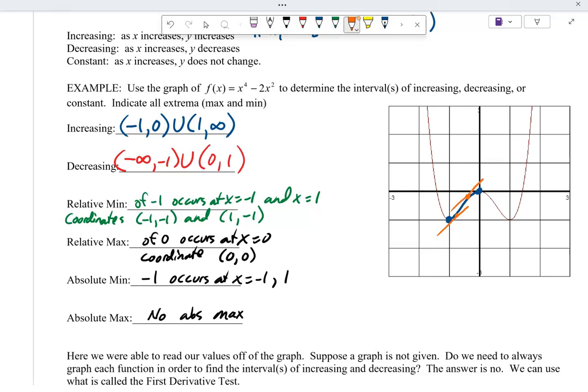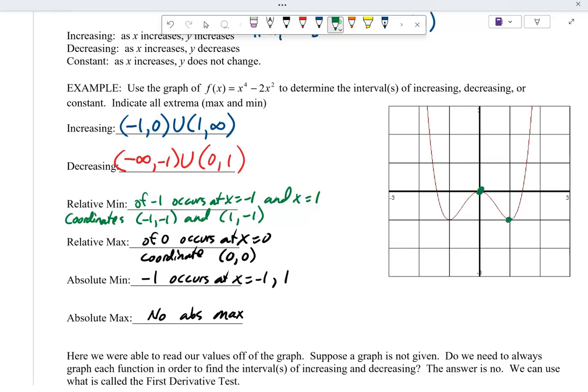The slope of the tangent is positive right there. On any point within the interval from -1 to 0, the derivative will be positive. The slope of the tangent will be positive, okay? So that's where the first derivative test will come into play. It's going to tell us where we're increasing and decreasing.